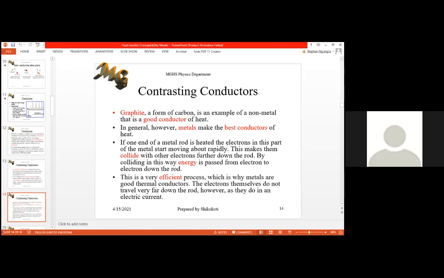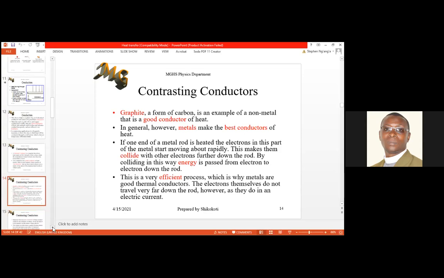And insulators or non-metals are generally poor conductors of heat. Okay? So the ability of a material to conduct heat is known as its thermal conductivity. Thermal conductivity. Okay? Of course, we can compare thermal conductivities of different materials.